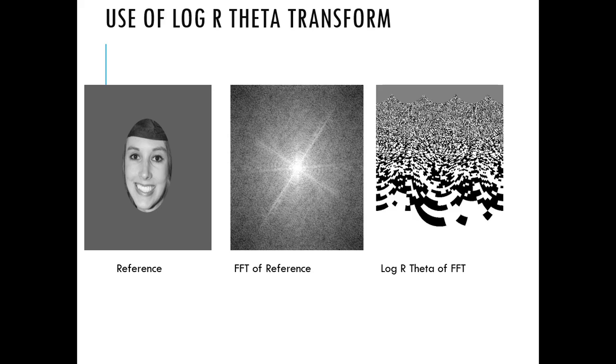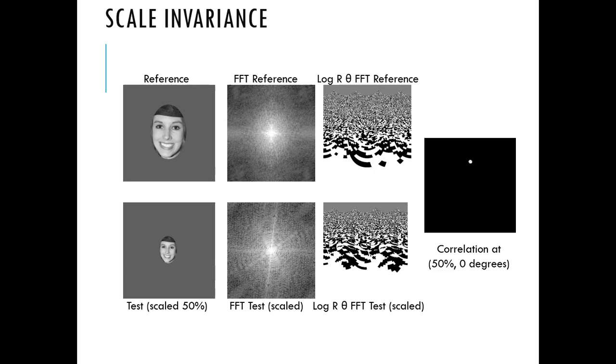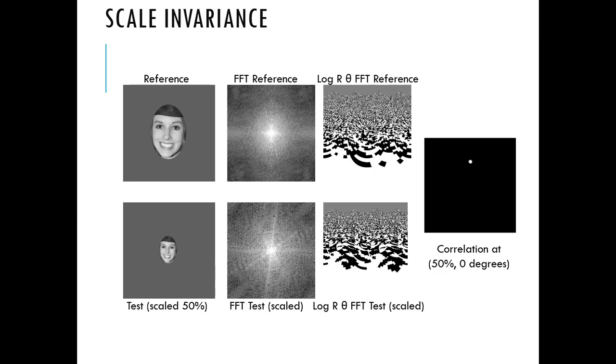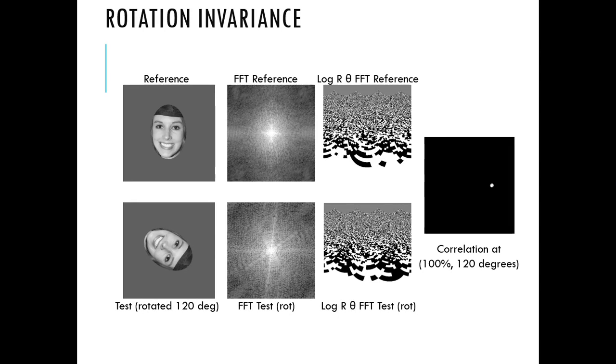Next, we will use the log r theta transform and see if it looks better with regards to scale and rotation. You can see here that the test image is 50% the size of the reference image. In the correlation, it can be seen that the white dot is moved up about halfway, which is about 50%, showing that this is in fact 50% of the reference image. It isn't moved over left and right because it's still at 0 degrees rotation. In this slide, you can see that the test image is rotated 120 degrees, but still the same 100% scale.